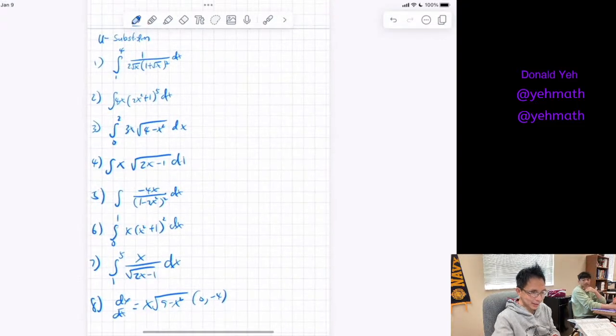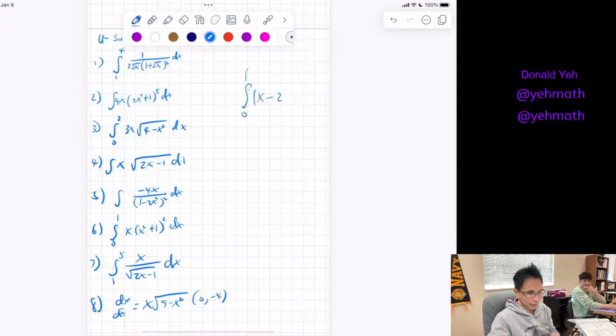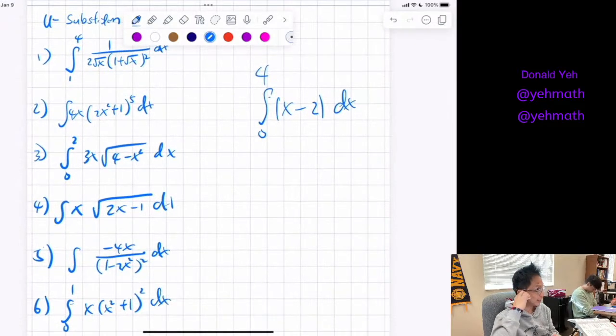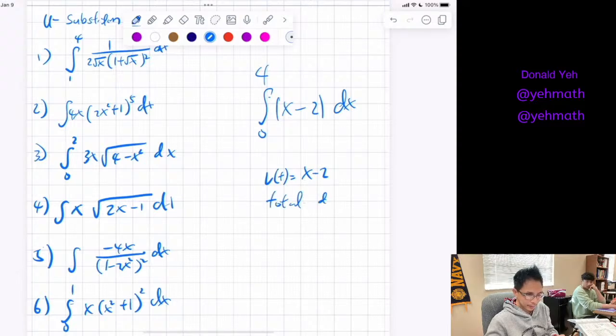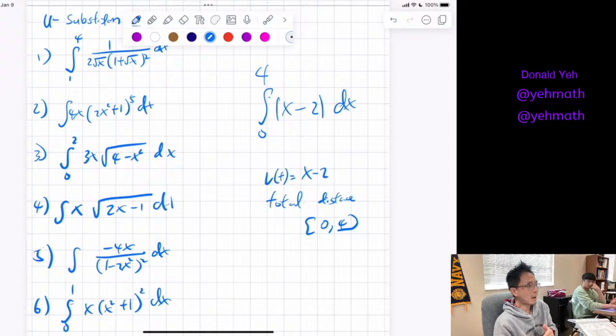Just say for the last test, the last test is the integral between 0 to 4 of x minus 2 dx. Last test, I can ask this. This test, I can say velocity of t equals x minus 2. I want to find the total distance from 0 to 4. It's the same damn question. But the problem is you don't go back to understand your last test. You'll never have a chance at this test.